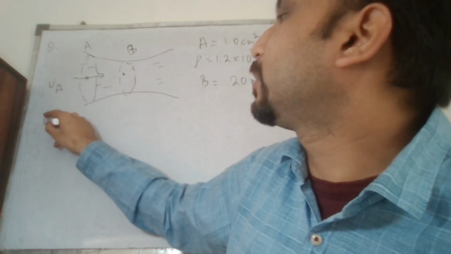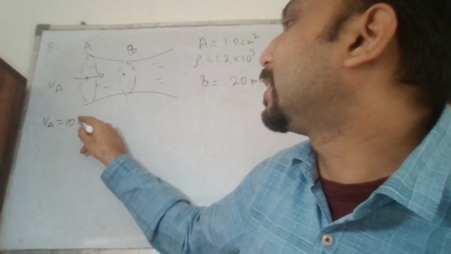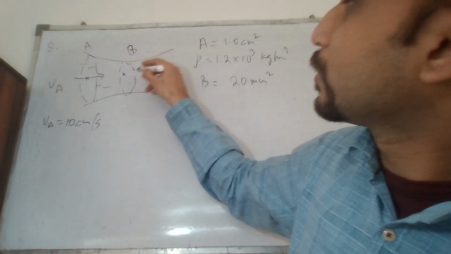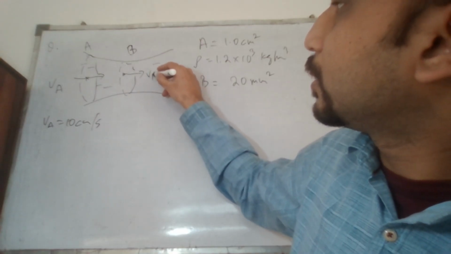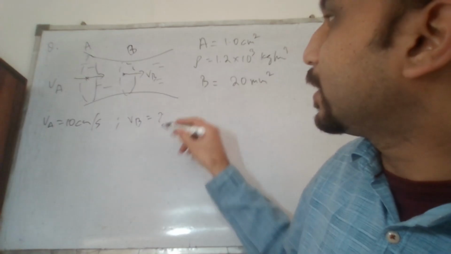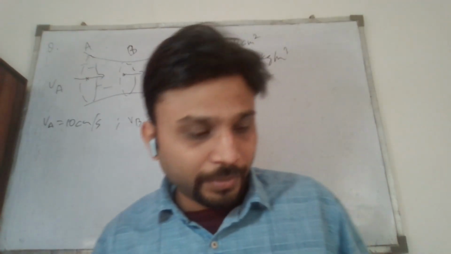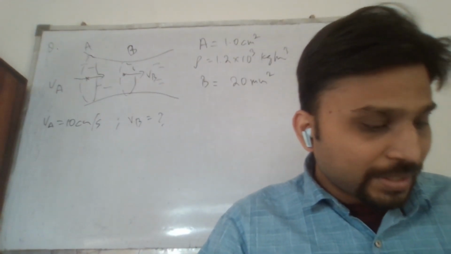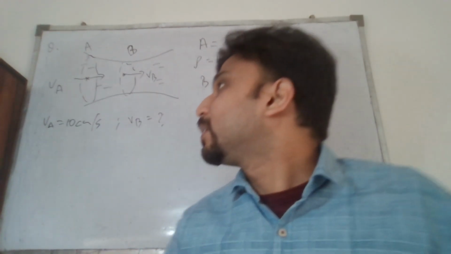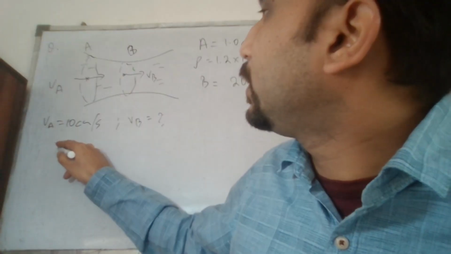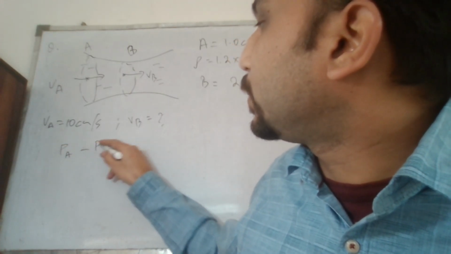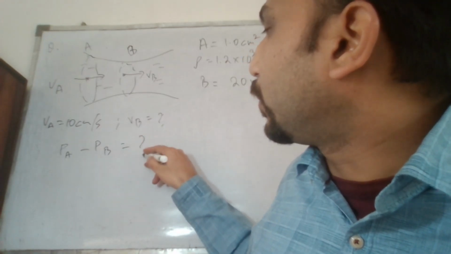Speed of the liquid at A is 10 centimeters per second. And speed of the liquid at B, VB, that we don't know. Question is, what is the pressure difference between points A and B? That is PA minus PB, what is it?